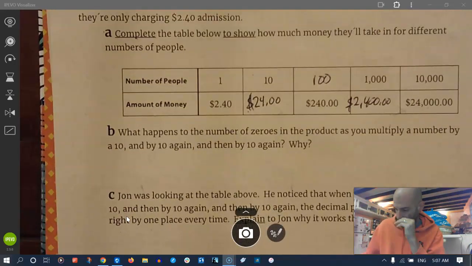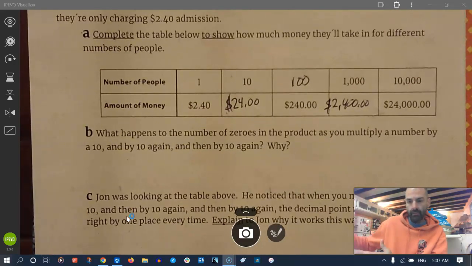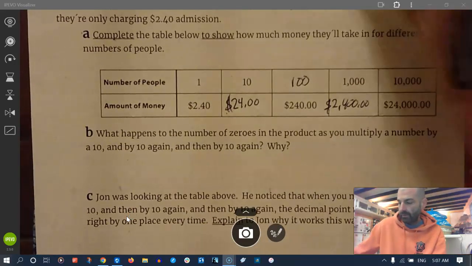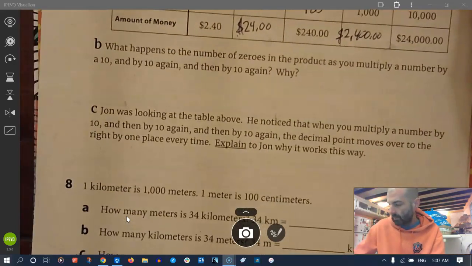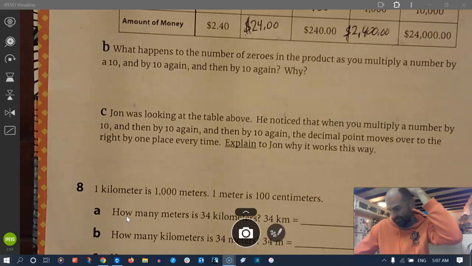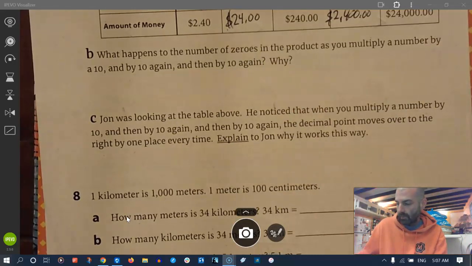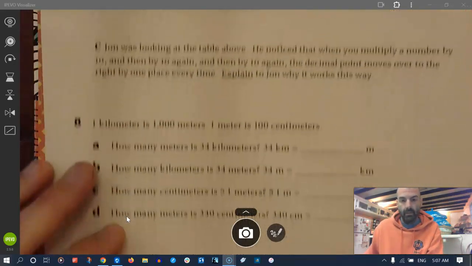What happens to the number of zeros in the product as you multiply a number by 10 and 10 again? The numbers of zeros are increasing by 1. They're shifting to the left. John was looking at the table above. He knows that when you multiply a number by 10, and then 10 again, the decimal point moves. I would explain to John that it doesn't work that way, because the decimal point isn't moving. It looks like it's moving, but it's always between the ones and the tenths. The digits are shifting, all the digits are shifting to the left.